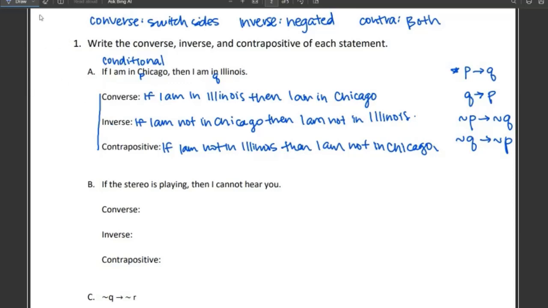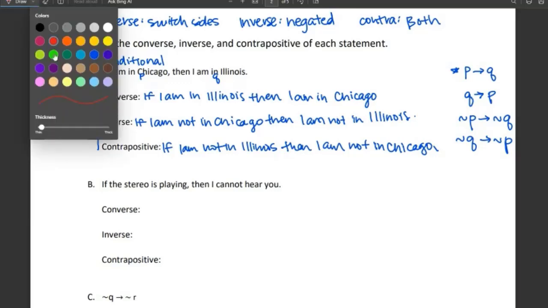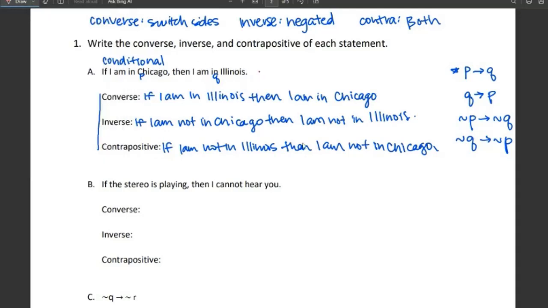And remember, if they were to ask us if these were valid or invalid, just remember the converse is always invalid and the inverse is always invalid.